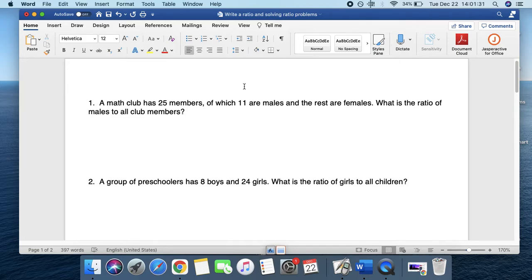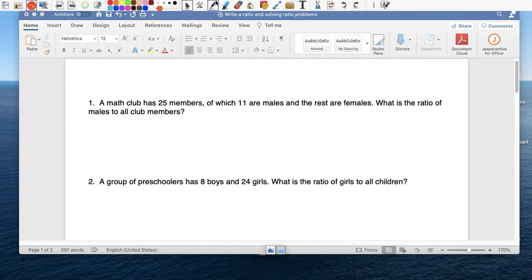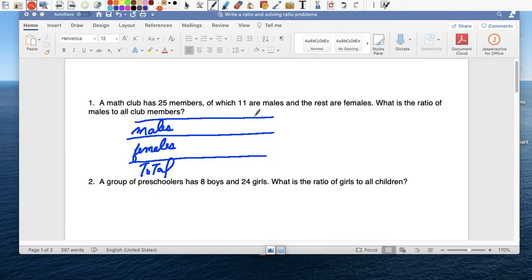The math club has 25 members. Let me write that down. 11 are males and the rest are females. What is the ratio of males to all club members? Well, let's find out who's who. So males are first, right? So we have males, we have females, and we have total. Anytime you have these problems, if you put it like this, it's so much easier.